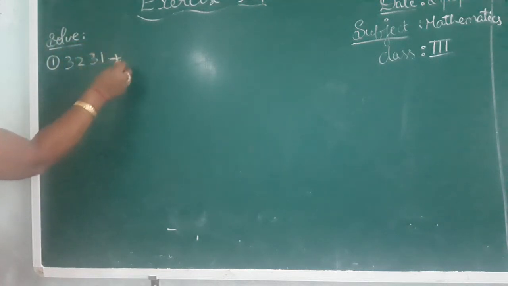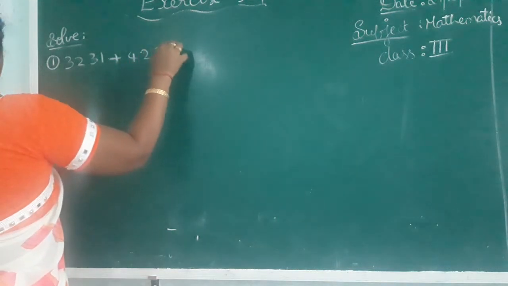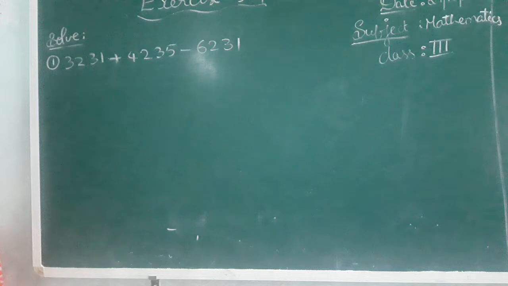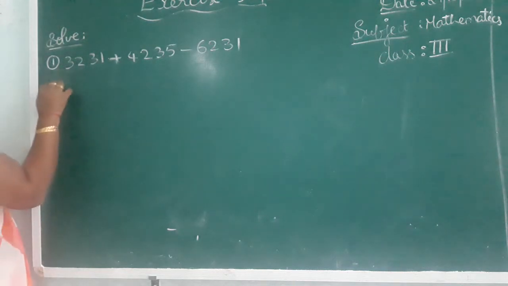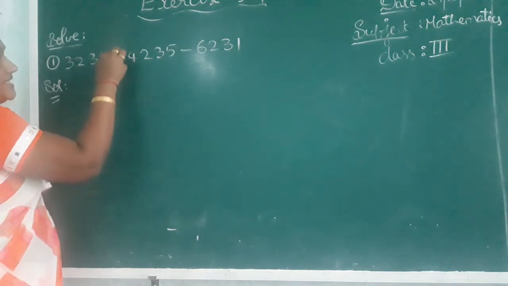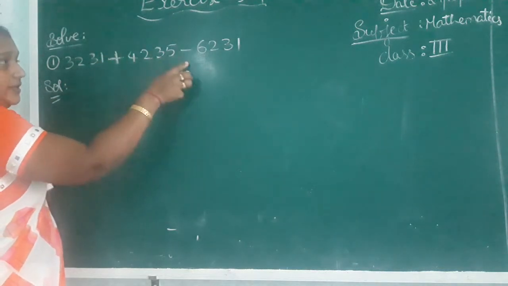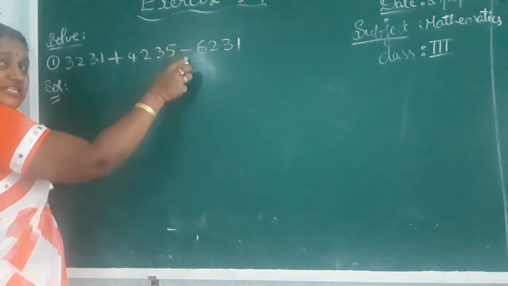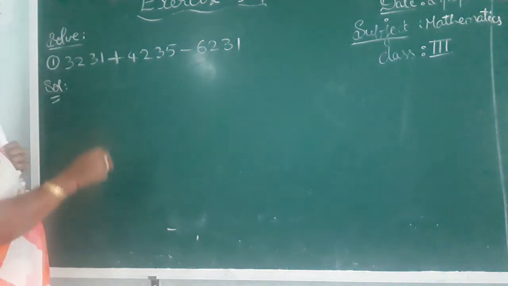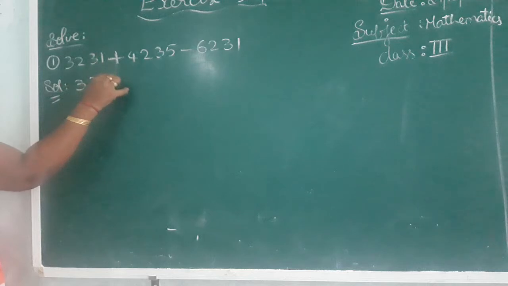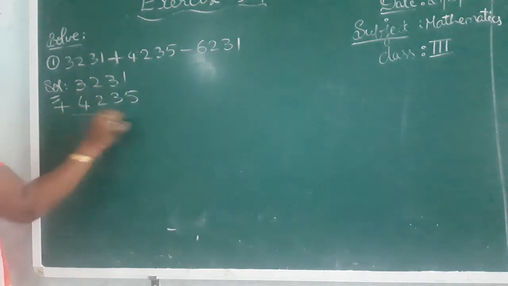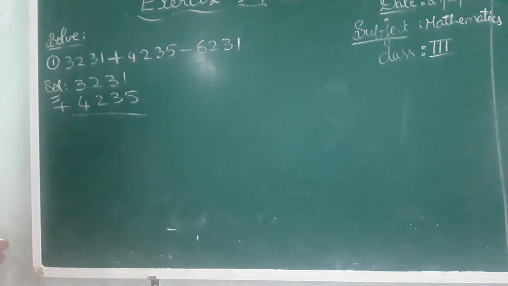3231 plus 4235 minus 6231. Okay, see that. What operations were given here? Here is a plus, so you have to add, and whatever answer you get from that, you have to subtract this last number. First write it. 3231 plus 4235. First add those two.